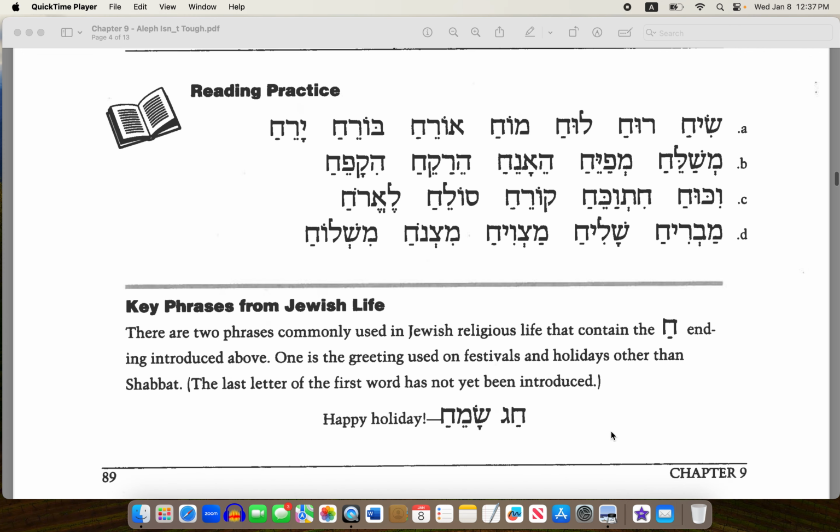Okay, so the phrase you definitely know is Chag Sameach. So even without looking at that, I know you already know the phrase Chag Sameach. Now you know how to read the phrase Chag Sameach, and if you want to, put in the correct vowel sounds as well.